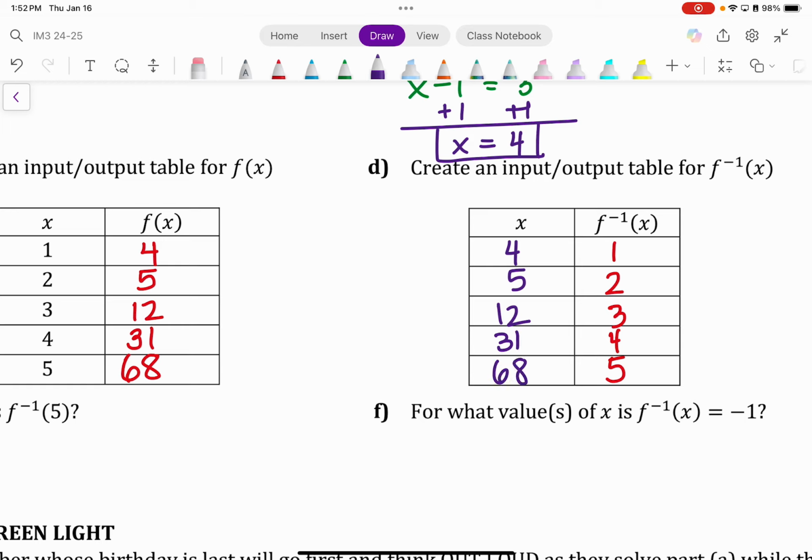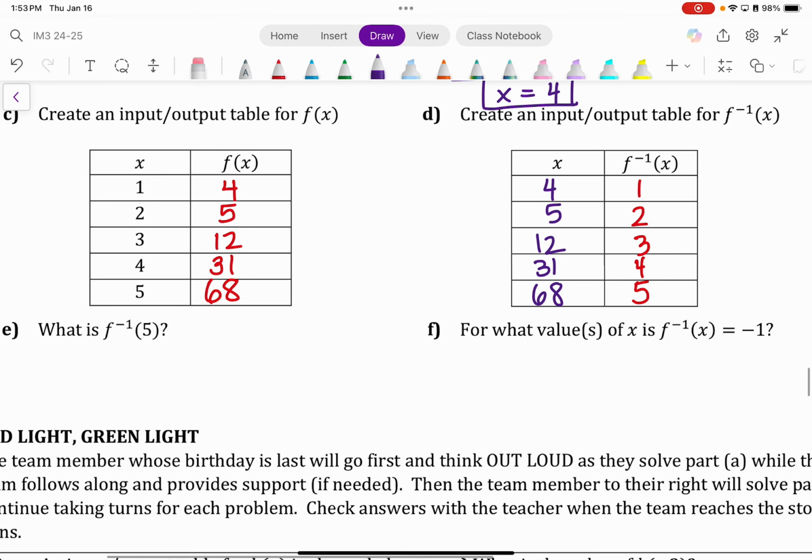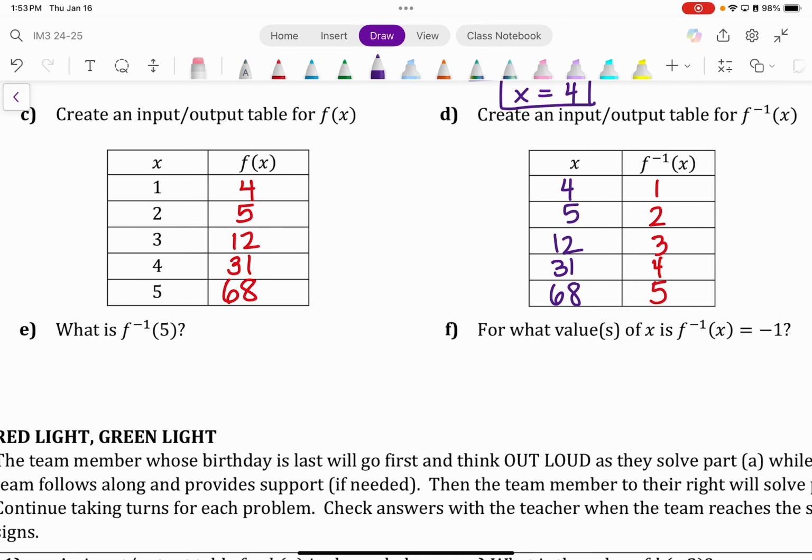Okay. Now, for the next two questions, we are solely going to refer to the inverse table to answer them. All right? Okay. So, like I said, you're going to refer back to the inverse table, not the original table.